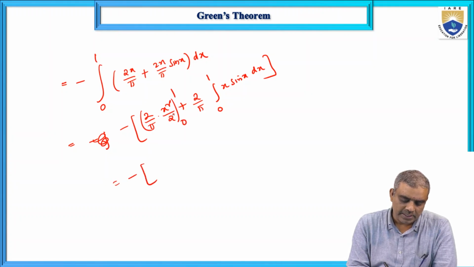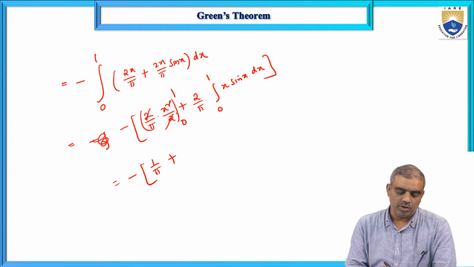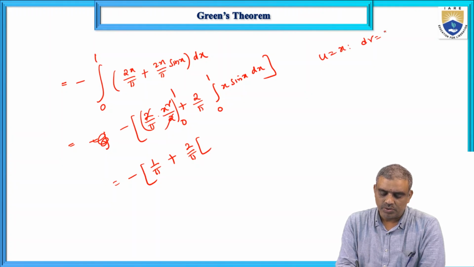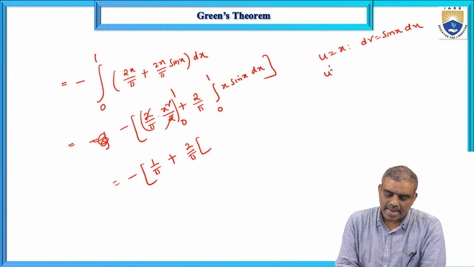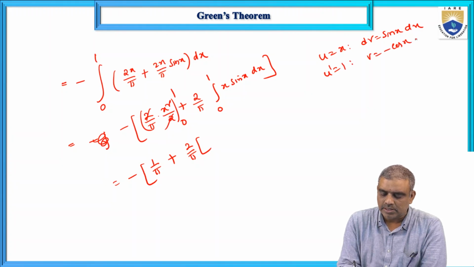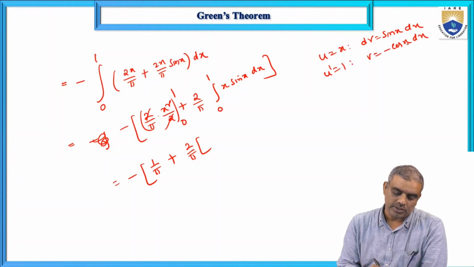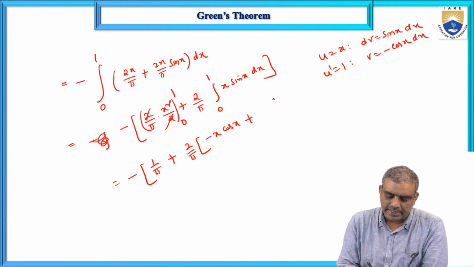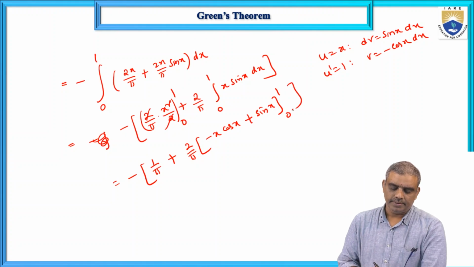So minus of the first term, 1 by pi, with the lower limit 0, plus 2 by pi into, here we have to use the integral of u dv. Here take u as x and dv equal to sin x dx. Then u dash is equal to 1 and v is equal to minus cos x, since the integral of sin x is minus cos x. So what is the formula? uv minus the integral of u dash into v. That means minus x cos x plus the integral of cos x dx, which gives sin x, with the limits applied.